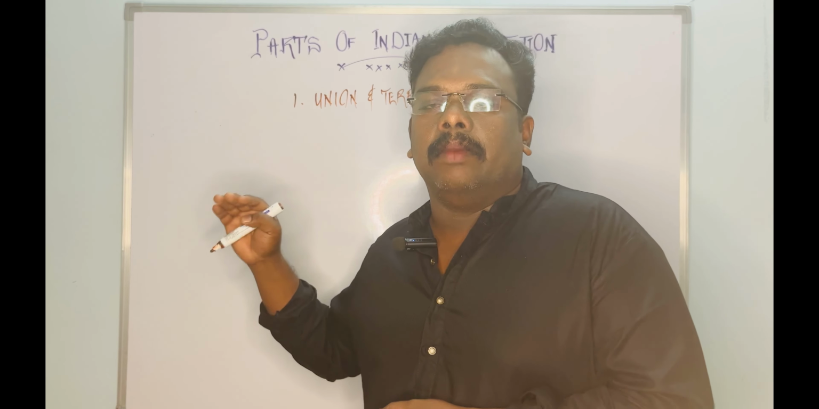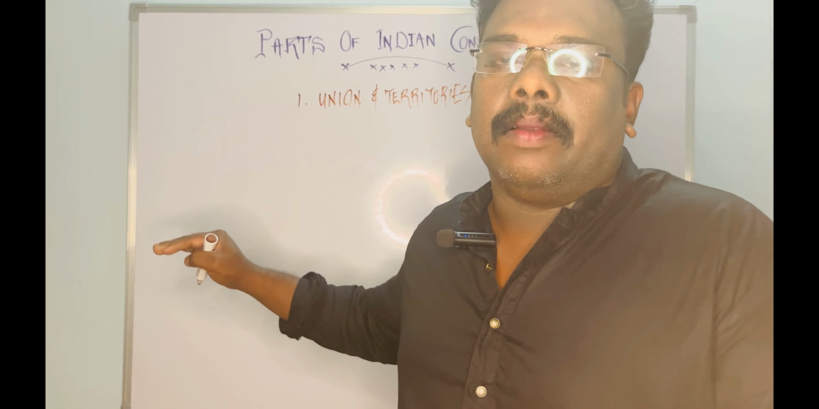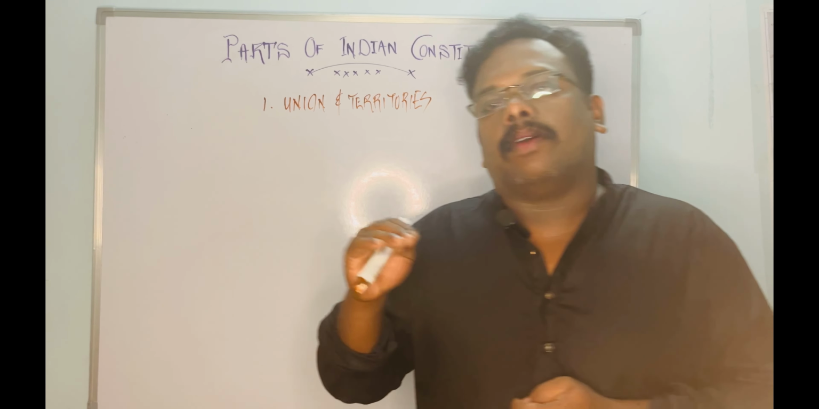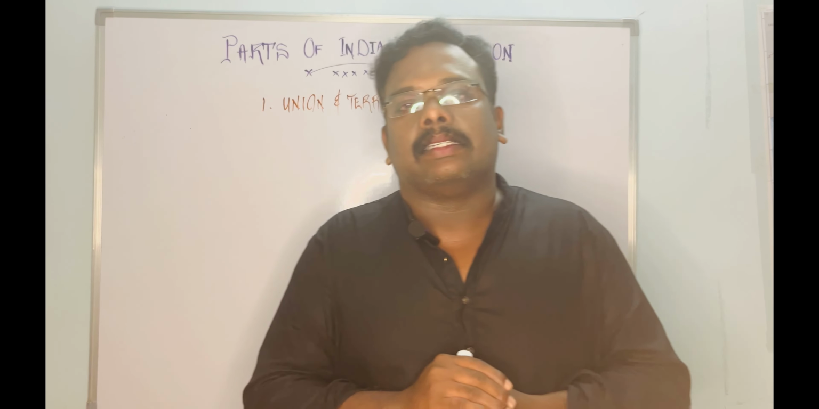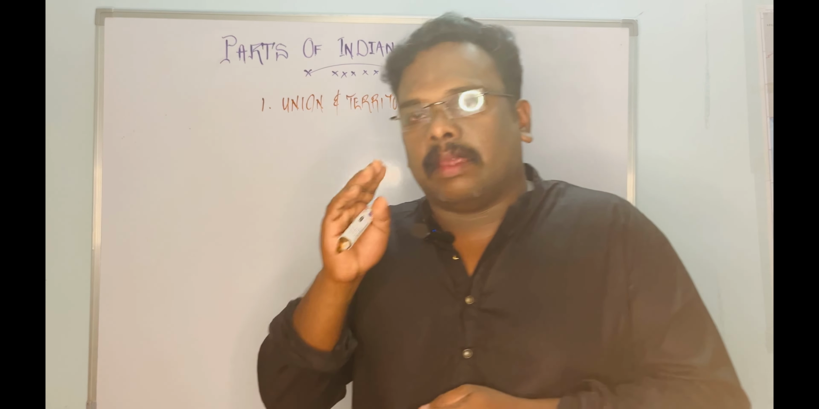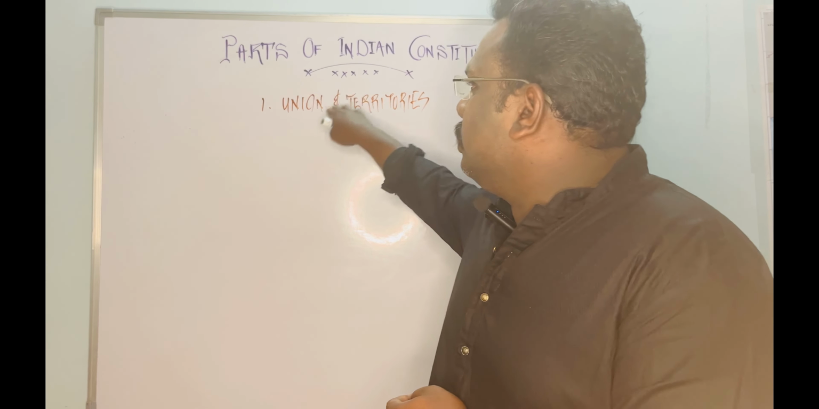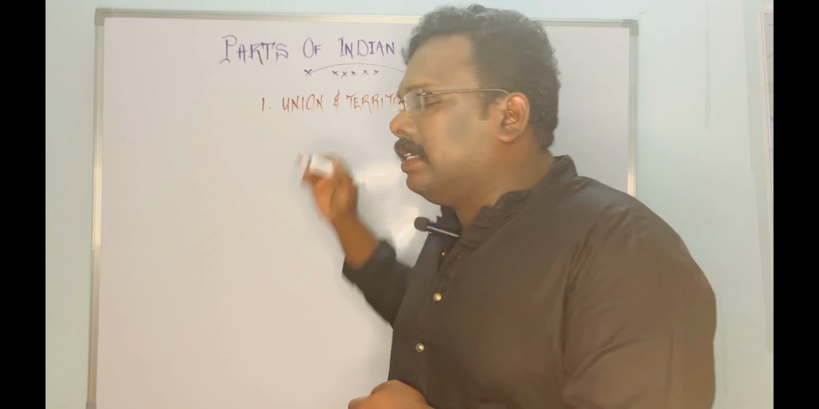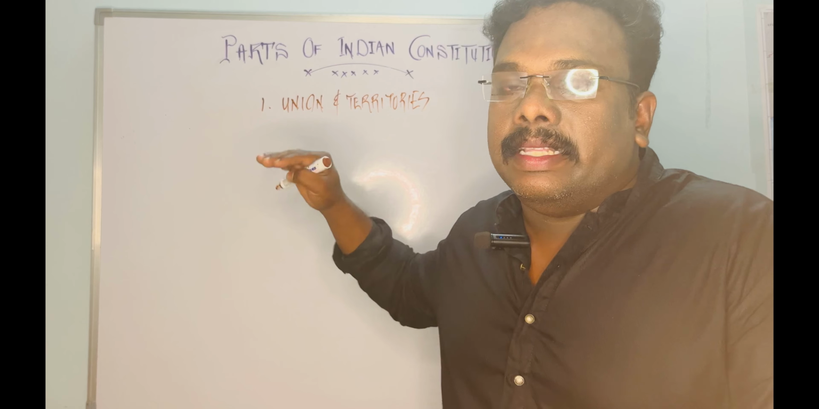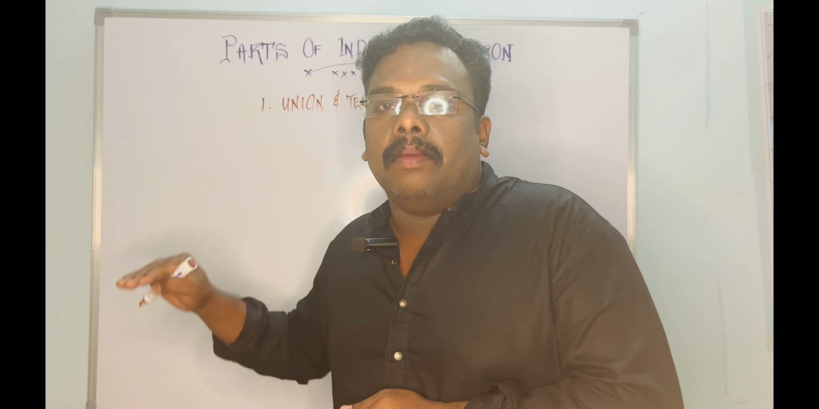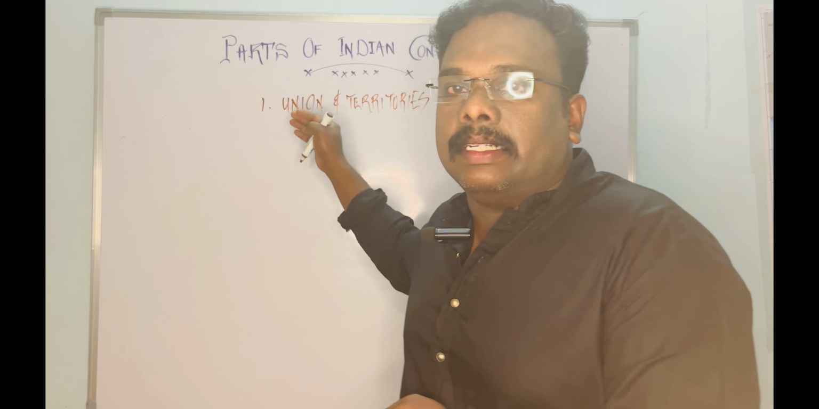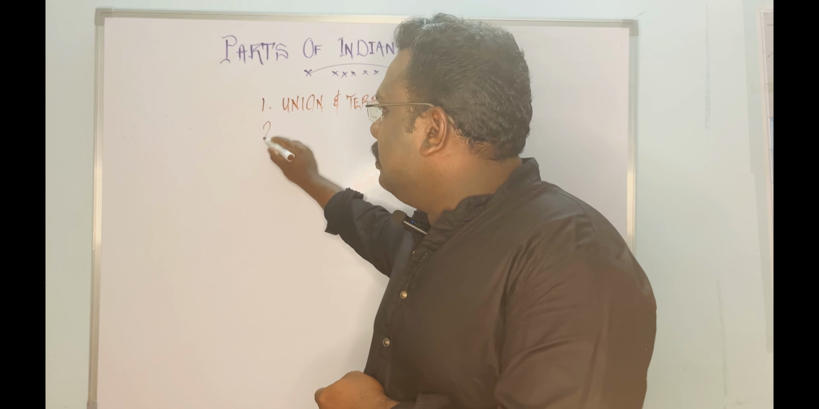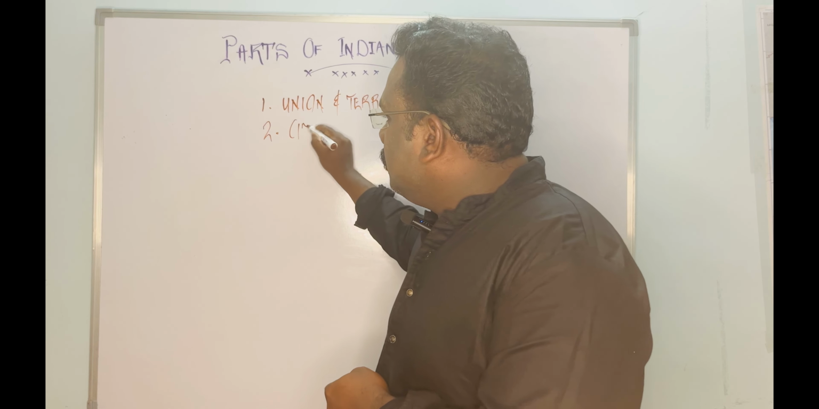So, the next important thing is people. For a nation, we call its people citizens. So, you can remember, first we start with union and territories, then we go to people. People means citizens. How will the citizens become citizens of this nation? By getting citizenship. So, the second part is citizenship.